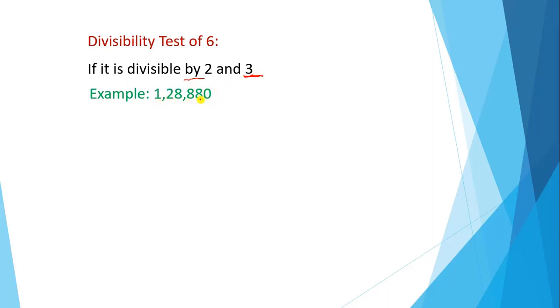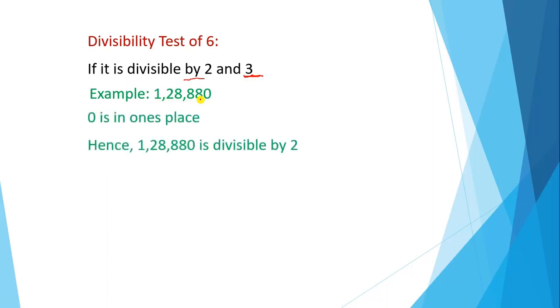So first we will apply the divisibility test of 2. If you look at the ones place, 0 is there. Because of this 0, which is an even digit, this number is divisible by 2.